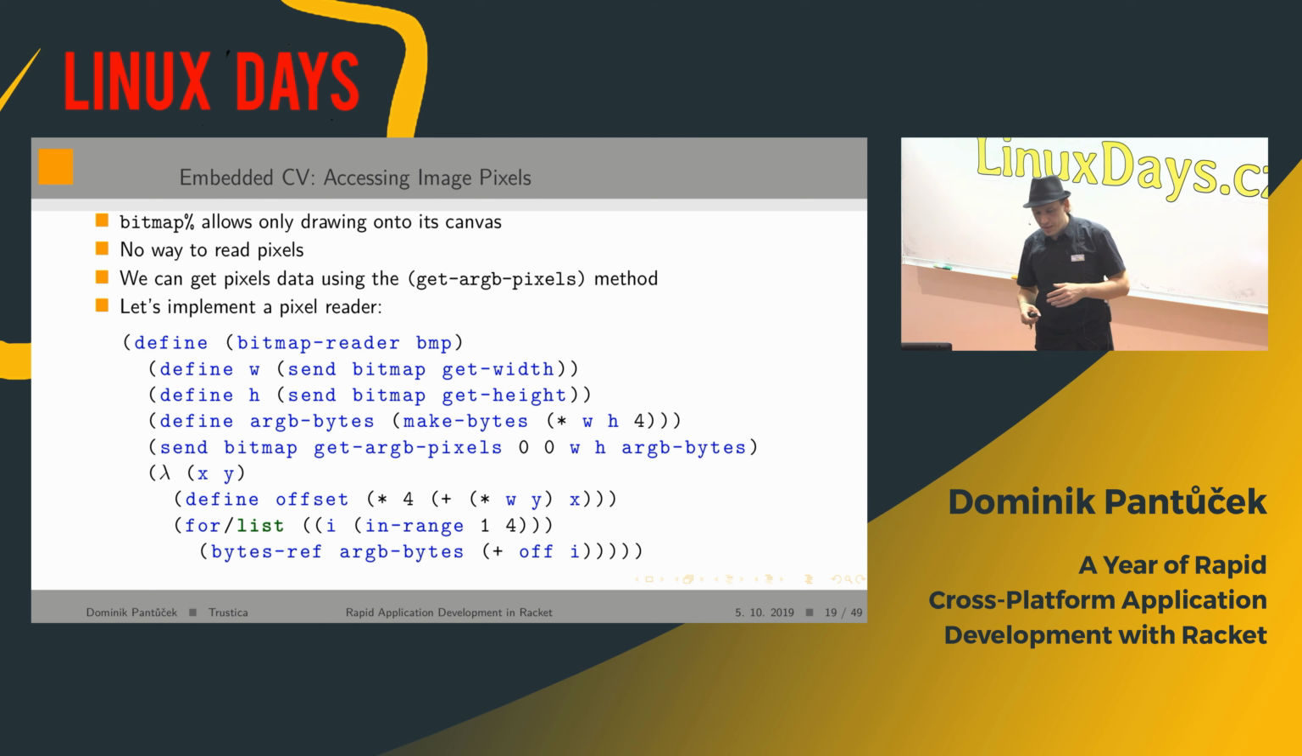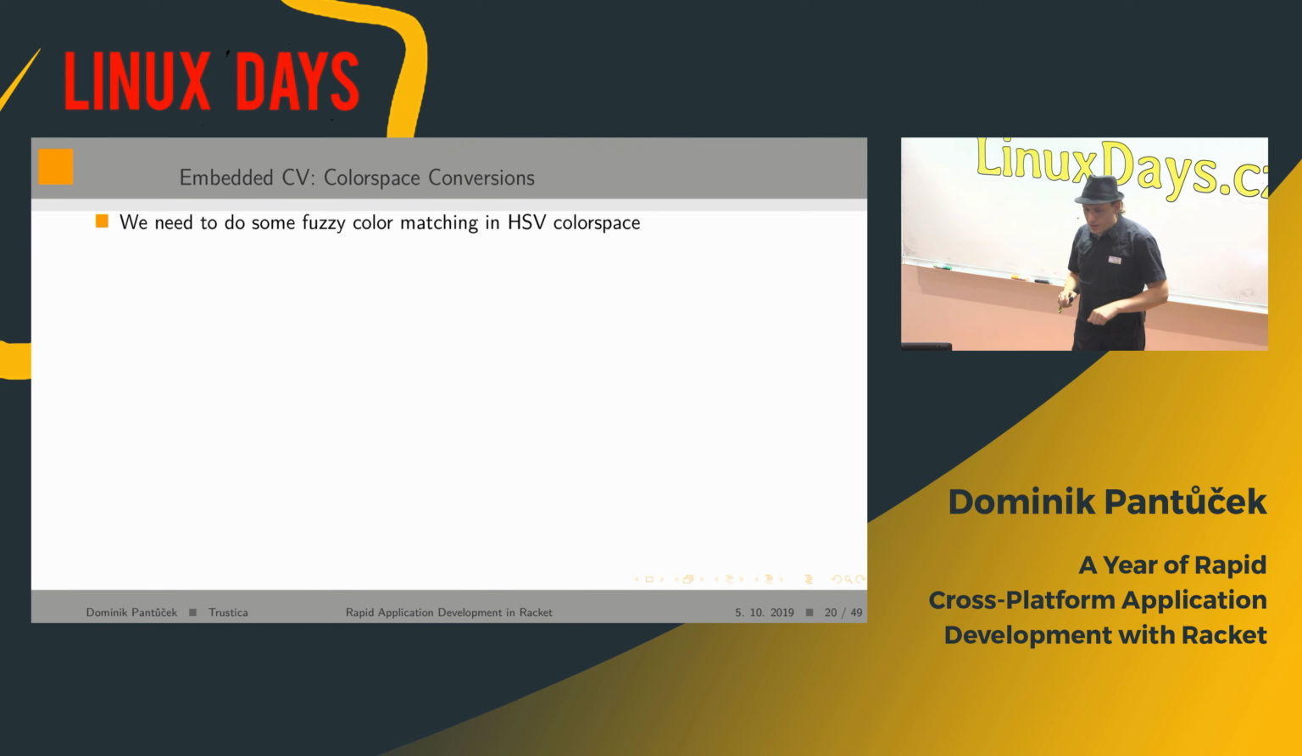And the funny thing is, behind the scenes, it actually provides a pretty efficient implementation. Although it looks slightly cryptic, it's rather fast, which is why we are using it. Now, colorspace conversions. You might ask, why didn't you use, for example, OpenCV?